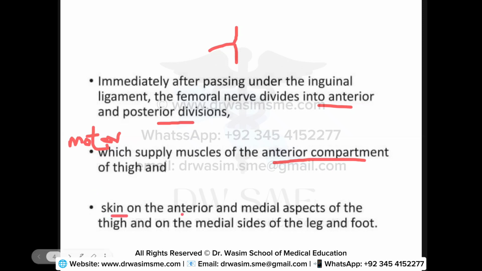Now, the skin on the anterior and the medial aspect of the thigh and the medial side of the leg is all supplied by the femoral nerve. Up till the thigh, it is supplied by the main cutaneous branches from the femoral nerve. Later on, the femoral nerve gives off a specific sensory branch that is known as the saphenous nerve. It is going to further supply the medial aspect of the knee joint and leg and foot.